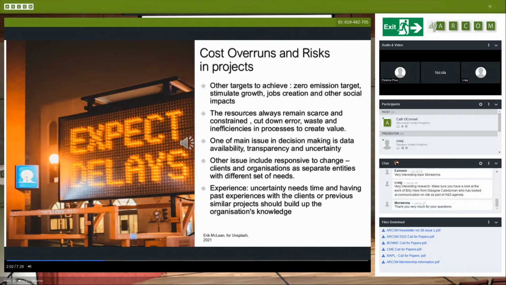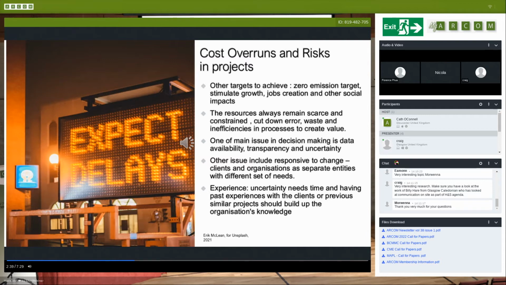Many developed countries are now pushing towards the zero emission agenda, while many developing and developed countries are facing unprecedented struggles to rise back due to the health, economic and social impact, especially during this pandemic period. It has to be acknowledged that resources remain scarce and constrained, but one of the ways is to reduce or cut down errors, which reduces waste and inefficiency in our working process in order to create value.